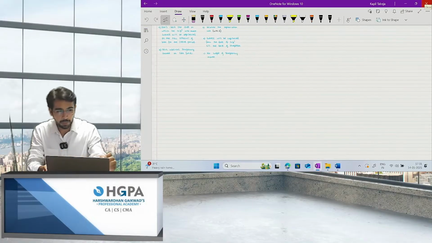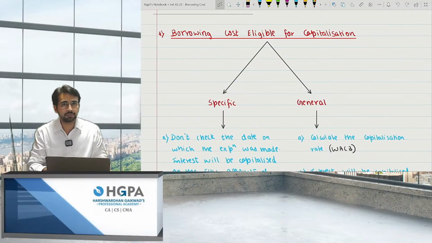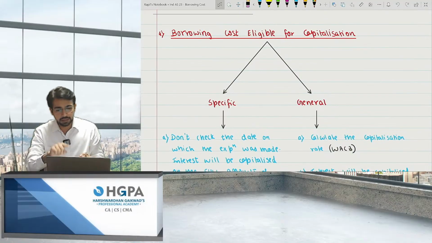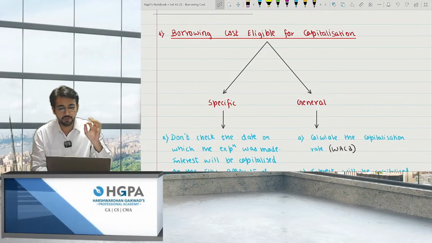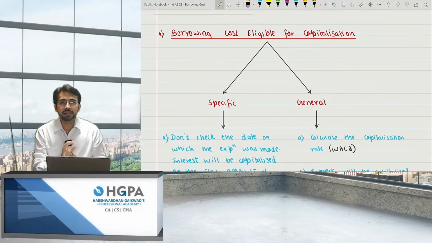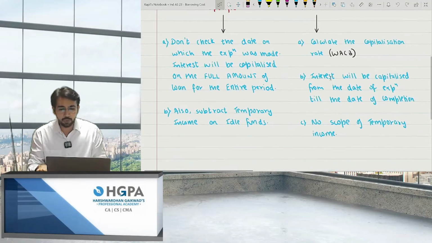Second point. I have given a few notes which are very important. In the entire chapter, this point is very important. Now, what is borrowing cost eligible for capitalization? There are two types of borrowing. First is the specific borrowing and the second is the general borrowing. Specific and general, right? Over here, I have written a few points. I'm reading them out. Please pay attention.